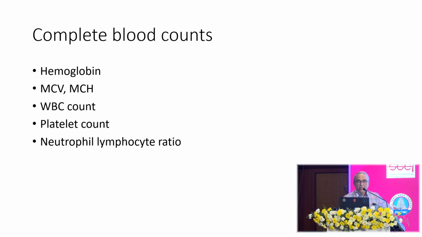What about complete blood counts? For me, hemoglobin and the red blood cell indices are very important, because if I find microcytic hypochromic anemia, to me it indicates that this person is losing blood from his GI tract. If there's macrocytic anemia, I might believe that there is small bowel bacterial overgrowth or that there is terminal ileal involvement. The white cell count is important.